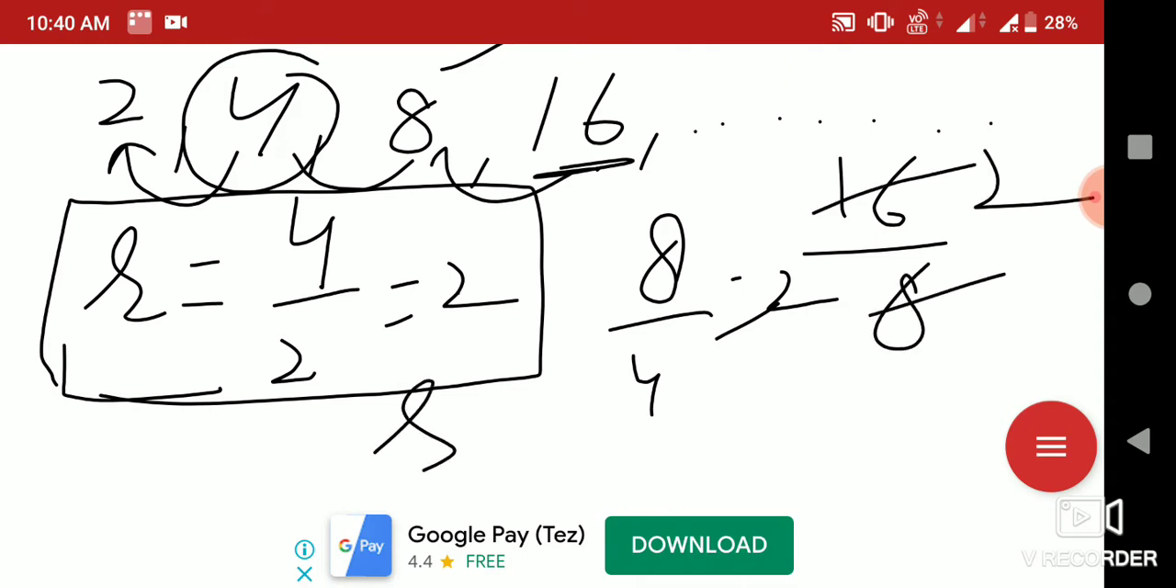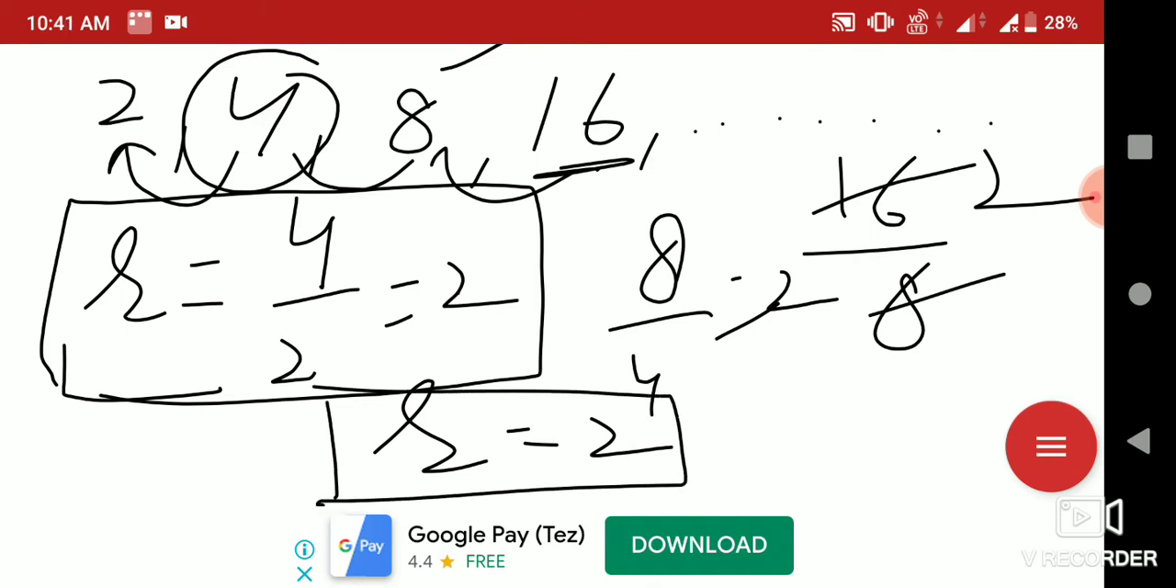So if R remains the same for all these numbers, then we can say it is a GP series, and R is called the common ratio. So we can find R from here by dividing the term by the previous term. So here R is equal to 2. That means the common ratio in this series, in this GP, is 2, right?